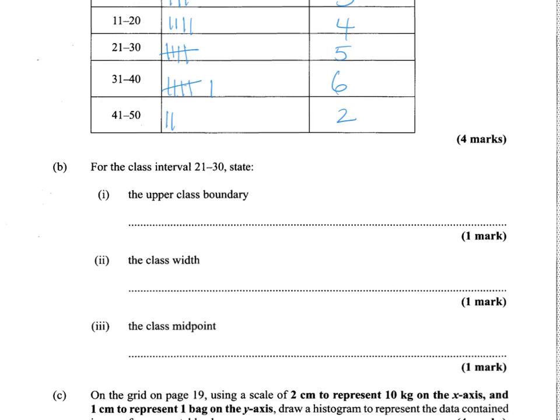Okay, so the class interval 20 to 21, they want us to state the upper class boundary. So the upper class boundary would be 30.5. The class width, so we know that class width is equal to upper boundary minus lower boundary. So that would be 30.5 minus 20.5, which will give us 10.